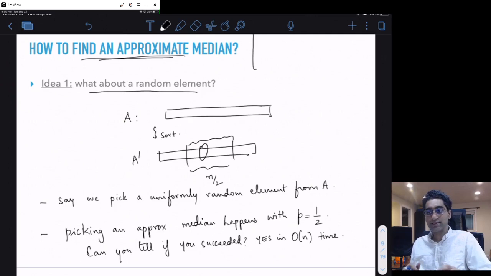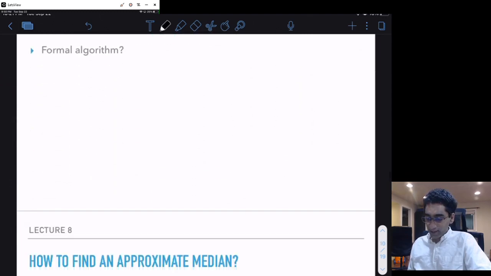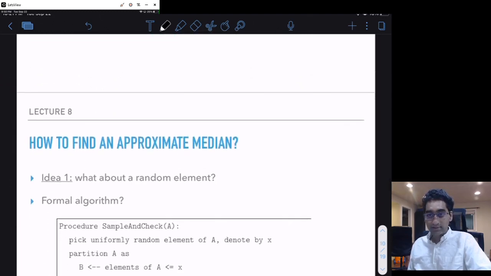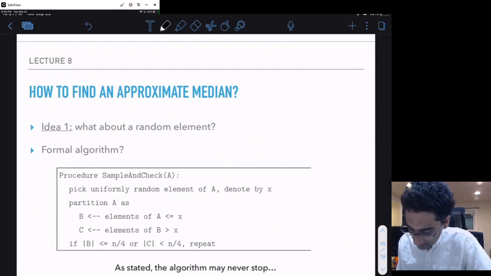Now I'm going to detail the steps that I have hand-waved so far. So what's the formal algorithm I'm thinking about? I want to pick a random element. If it works out, great. Otherwise, I'm going to resample. That's the algorithm I'm thinking about.